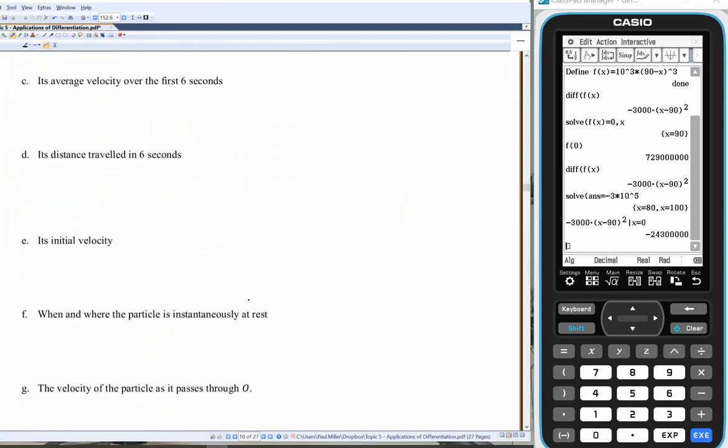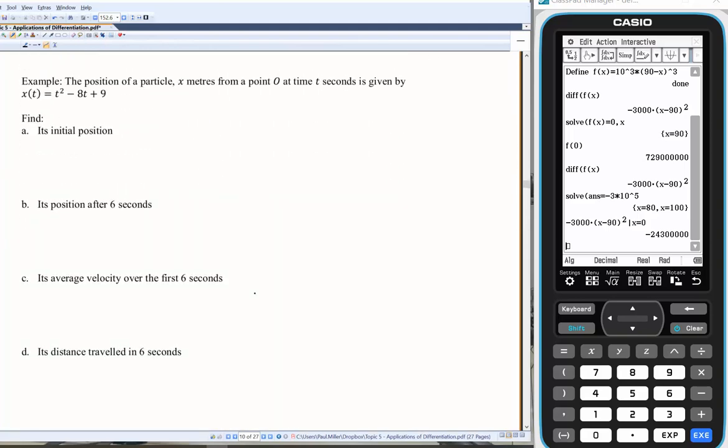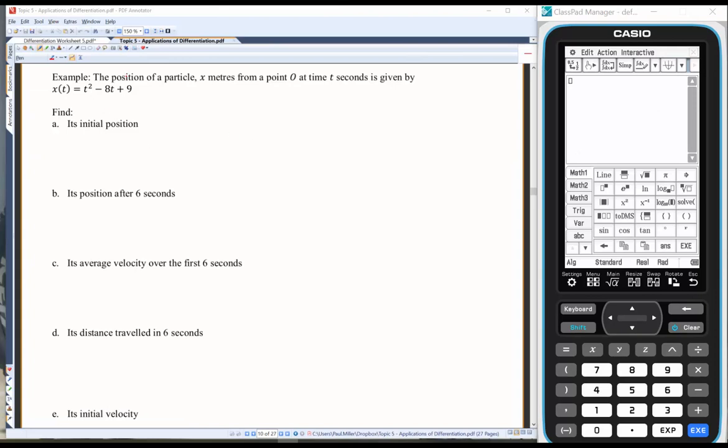Okay, so we've got another question here. Okay, so let's work out the particle's initial position. Okay, so it's given by this function here. So its initial position will be the displacement function at time 0. So we're going to do x of 0 equals 9. Okay, and that is 9 meters to the right of the origin.